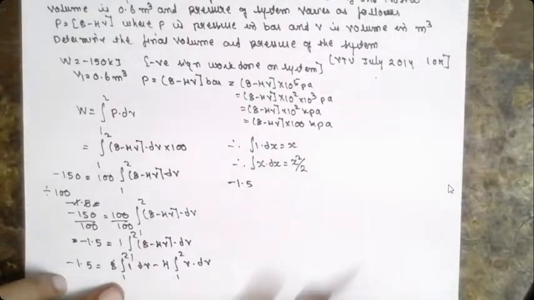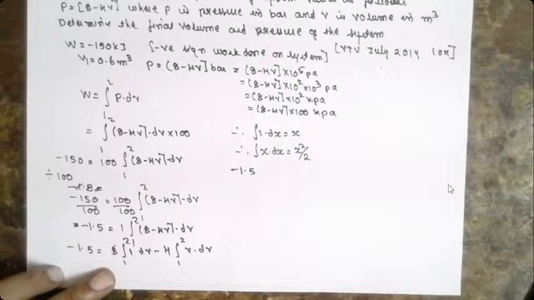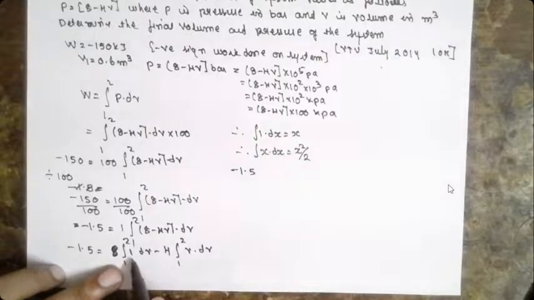Did you write the first one there, -1.5 is equal to 8 integration 1 dv minus 4 integration 1 to 2 v dv?